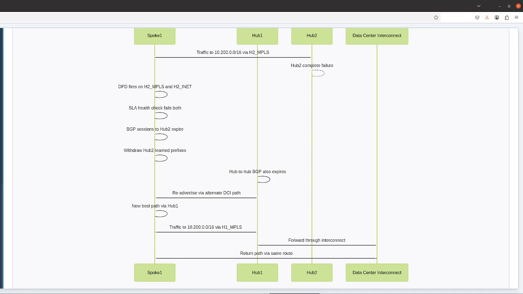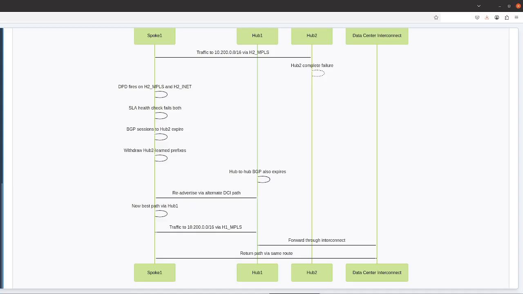In well-designed deployments, Hub 1 and Hub 2 are not isolated data centers but have a direct data center interconnect, or both hubs have reachability to the same data center subnets through some other means. So the 10.200.0.0/16 prefix is redundantly available. In those designs, the Spoke's BGP table has the prefix through both hubs and simply withdraws the Hub 2 path while keeping the Hub 1 path. Traffic for 10.200.0.0/16 then flows from Spoke 1 through H1_MPLS to Hub 1, and from Hub 1 through the data center interconnect to the destination.